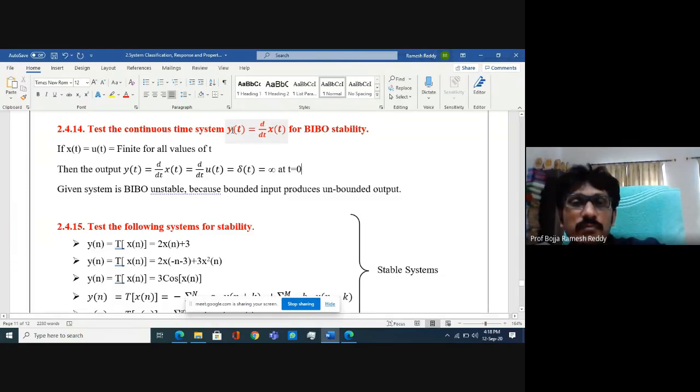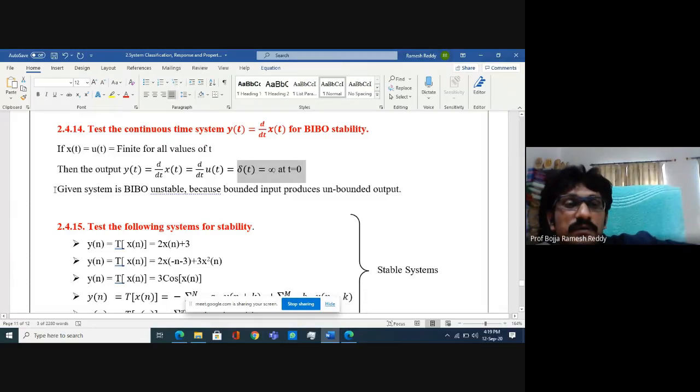But it is not a stable system because it fails for x of t equal to u of t. For the remaining inputs, no problem. Only for u of t it fails. That's why it is unstable. See, delta of t is infinity at t equal to 0. We have given a bounded signal as input to the system, but we got an unbounded output. Unbounded means infinity output, infinity at origin. Therefore, this system produces an unbounded output for x of t equal to u of t.